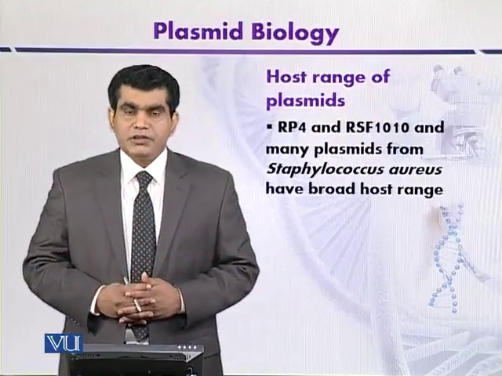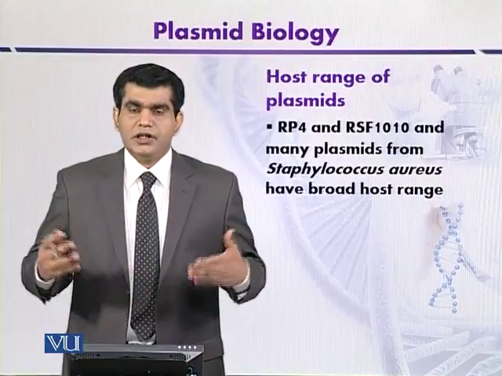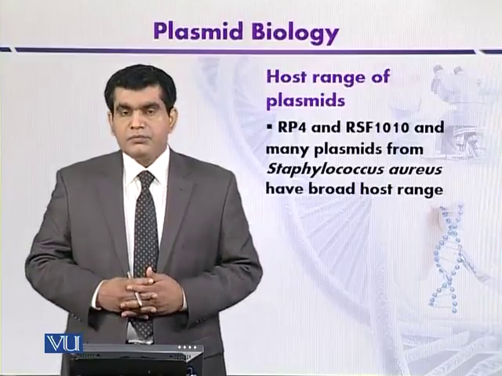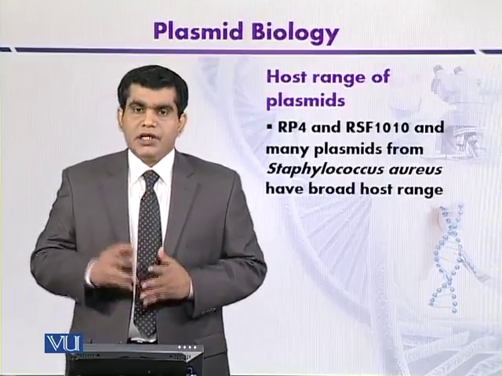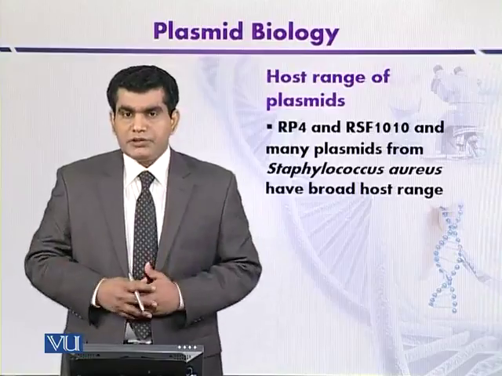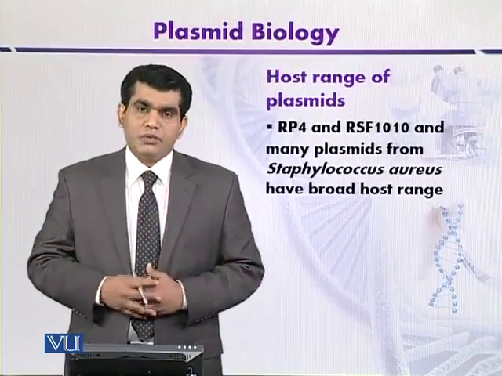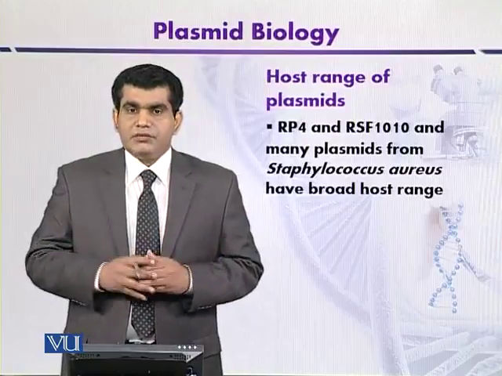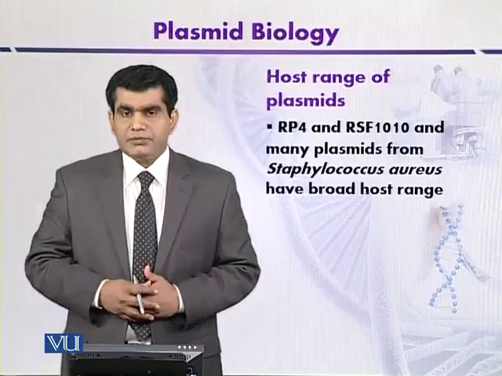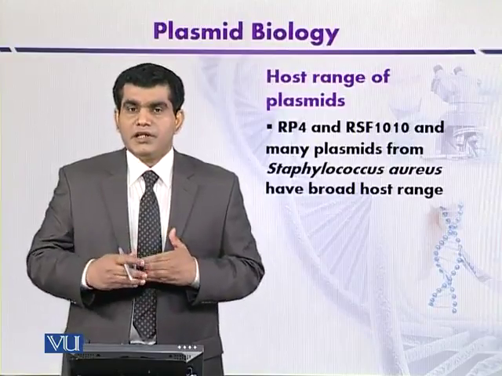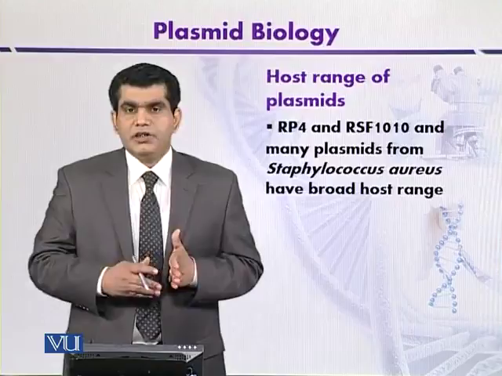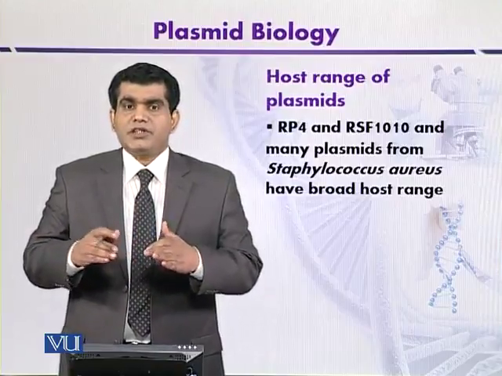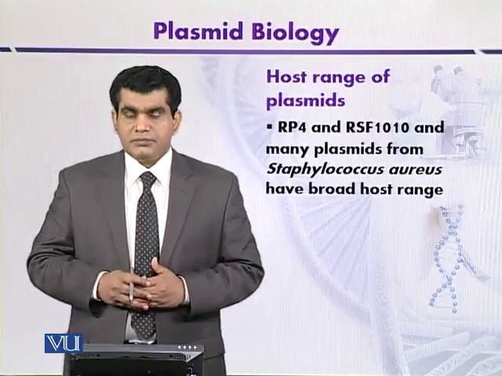Whereas other plasmids like RP4 and RSF1010 have a slightly broader host range. For example, RP4 can be transferred in a variety of gram-negative bacteria. So DNA can be transferred from one gram-negative bacterium to another gram-negative bacterium that is more or less taxonomically related.